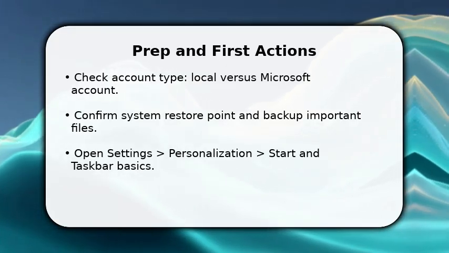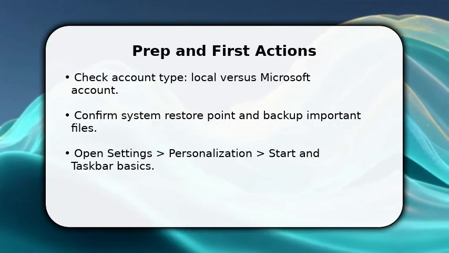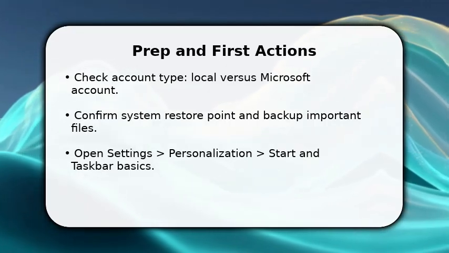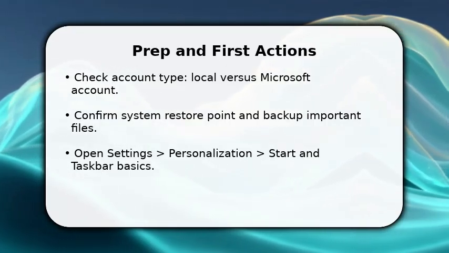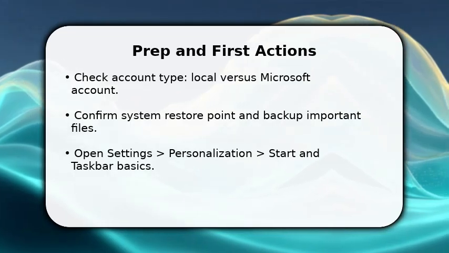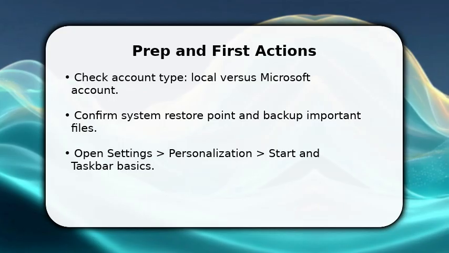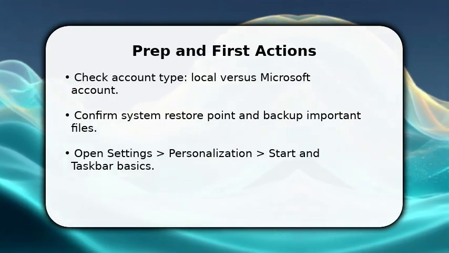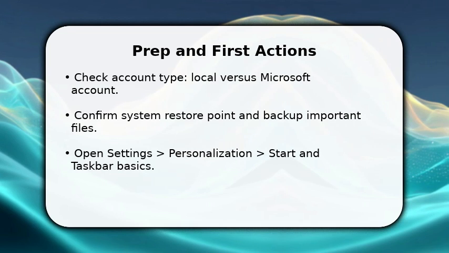Next, open Settings and go straight to Personalization to inspect Start and Taskbar settings. Inspect which apps are pinned and toggle live tiles and recommended items to isolate the issue. Make sure notification and tablet mode settings aren't forcing a different layout before moving to deeper fixes.